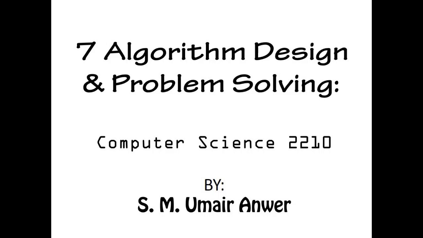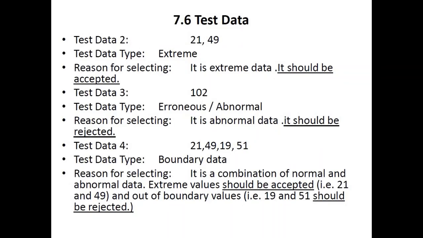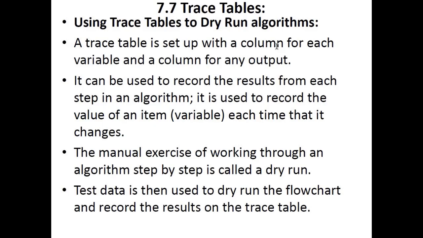We were discussing section number 7, algorithm design and problem solving, and we have already discussed till section number 7.6. So today we are going to start section number 7.7, that is trace tables or the dry running of an algorithm. This is basically the statement from your syllabus: using trace tables to dry run an algorithm.